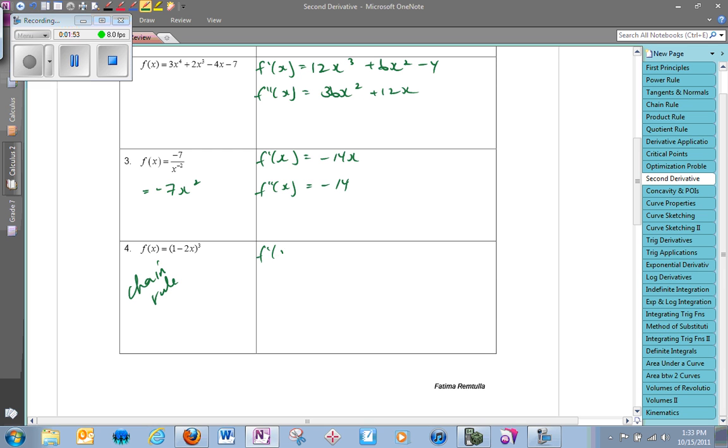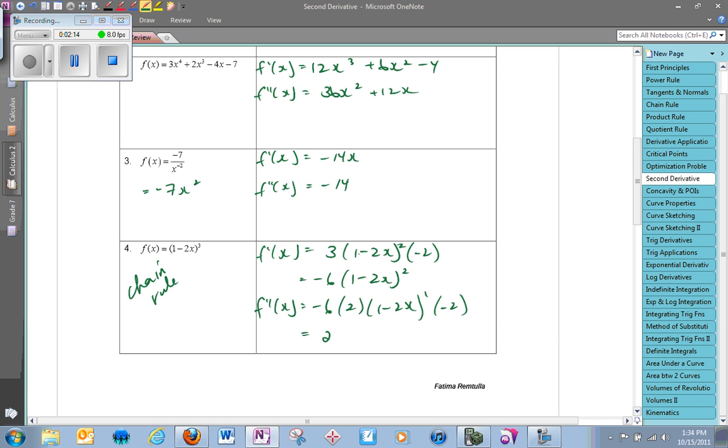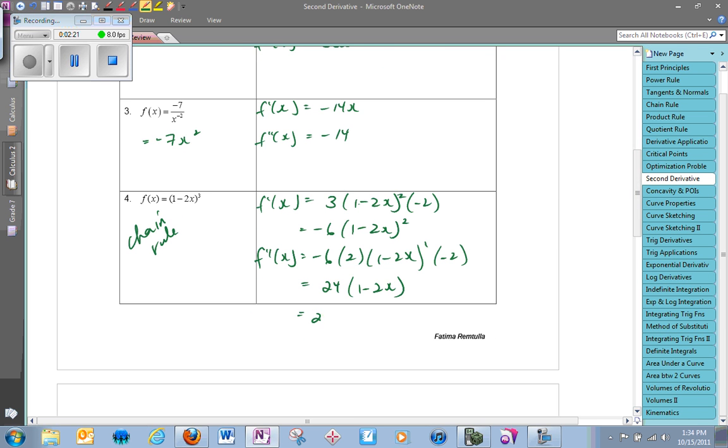So f prime of x is bring down the exponent, bracket to the new exponent, times the derivative of the inside bracket. So I'm here. Collect like terms to make things a little bit easier for yourself, and then take the second derivative. So the minus 6 stays out front, bring down the exponent, bracket to the new exponent, times the derivative of the inside bracket. When I collect terms, I get to here. This is an acceptable answer. If you'd like to expand, this answer is also acceptable.